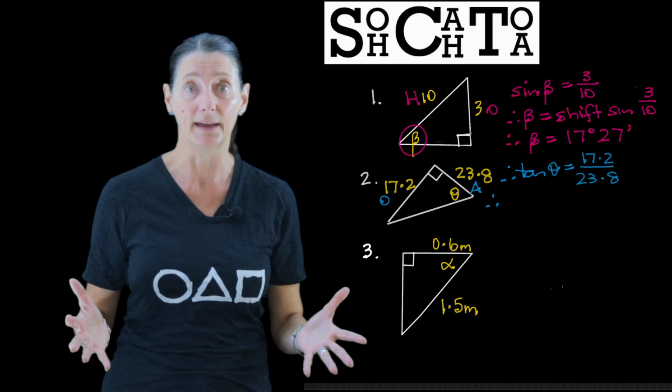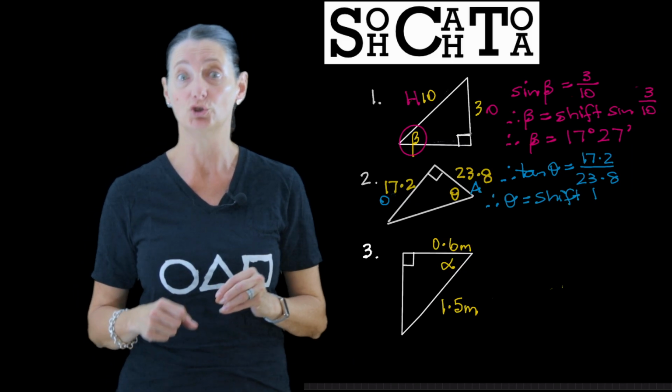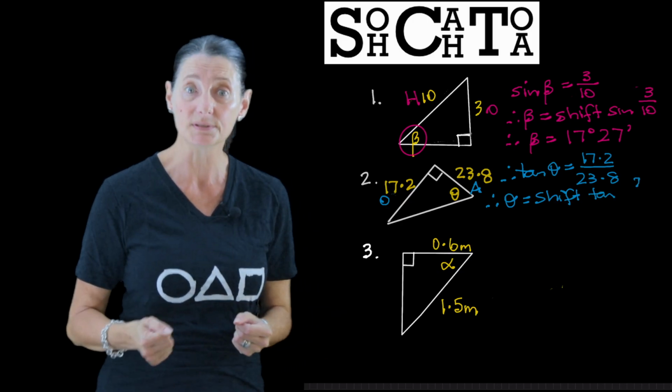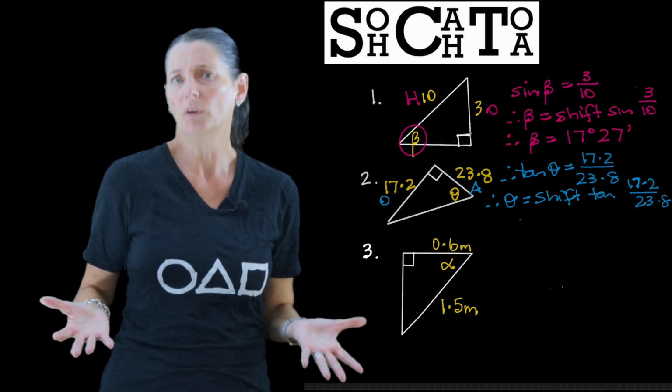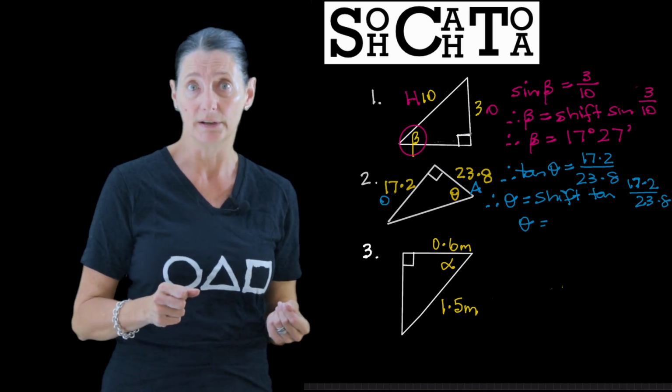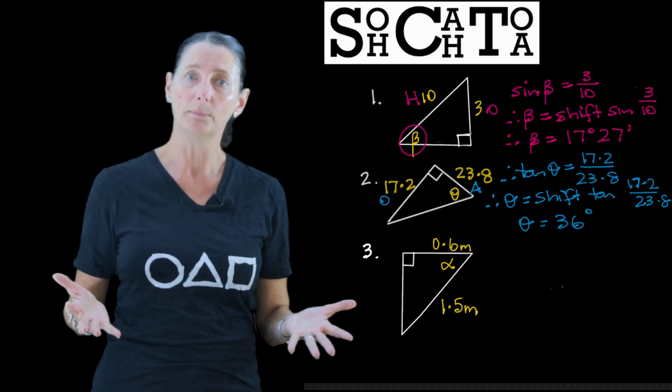I don't have the angle, so I need to press shift. Shift tan 17.2 over 23.8 equals, and I end up with an answer of 35.85. This time I want the nearest degree, so I'm going to press my degree minute button, and I end up with 36 degrees. Let's just do one more example.